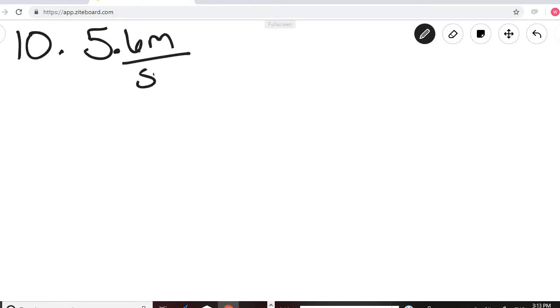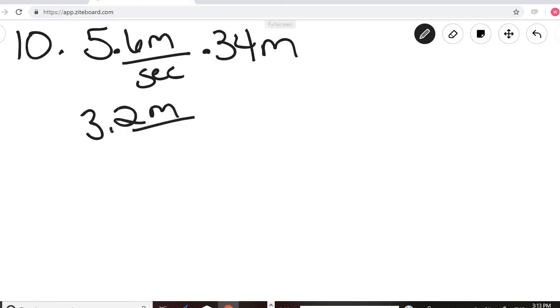Okay, and lastly, number 10, also an angular momentum question. In this one, we have a rock twirled at the end of a string with a speed of 5.6 meters per second. And its radius is 34 centimeters, so I'm just going to put that as 0.34 meters. And if the string is suddenly let out so that the rock travels with a speed of 3.2 meters per second, then what is the new radius?